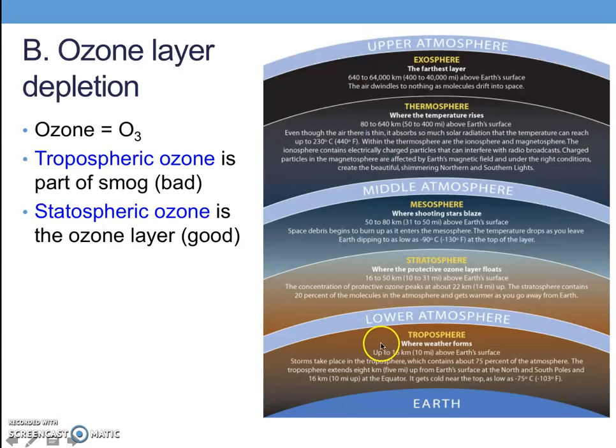However, if ozone forms down here in the troposphere, that's called tropospheric ozone, and that's part of smog, and we'll talk about that shortly. That's bad. So remember, stratospheric ozone is the ozone layer, and that's good. Tropospheric ozone is close to the Earth's surface, and that's bad. It causes health effects to humans. So here, with part B, ozone layer depletion, we're talking about stratospheric ozone, the good layer that we need.